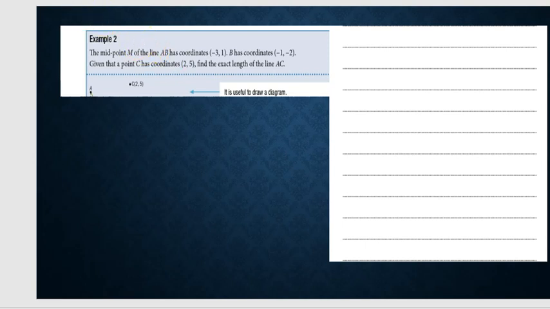I want to believe that you guys are still in class. Yes, someone to read for me. Read for me the example 2, the midpoint. I want to believe you're in class.